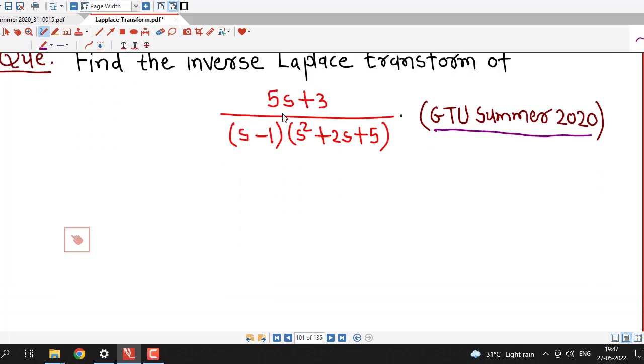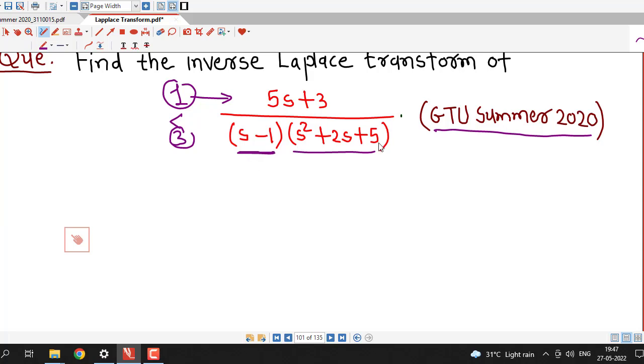Here the given function is a rational function, and the degree of the numerator is 1 and the degree of the denominator is 1 plus 2, that is 3. So because the degree of the numerator is less than the degree of the denominator, this is a proper rational function, and as we know, a proper rational function can always be written as a sum of partial fractions.